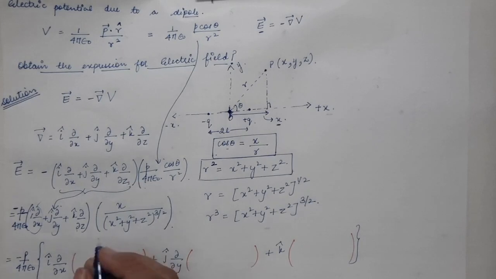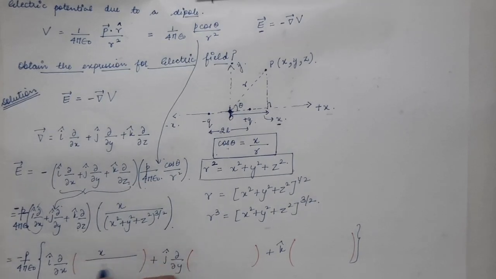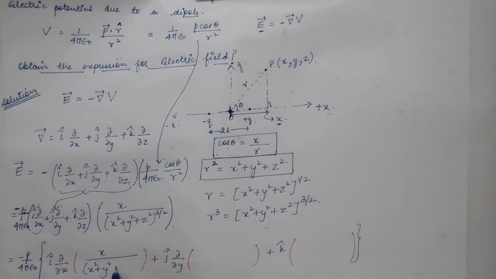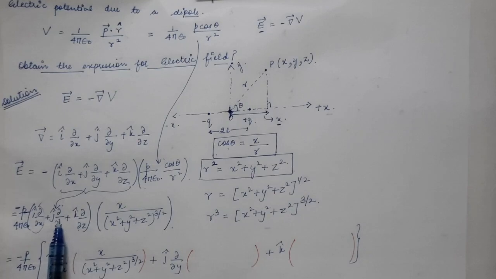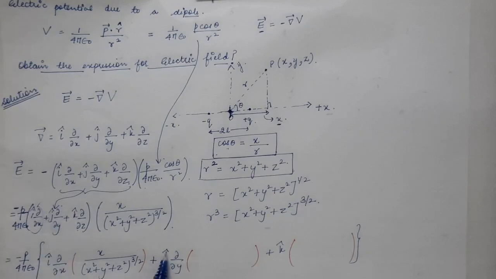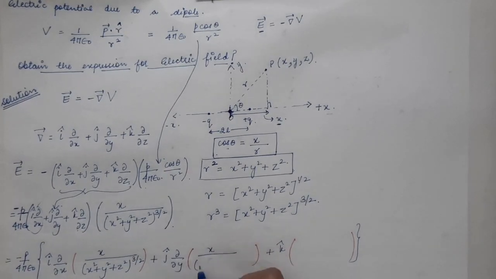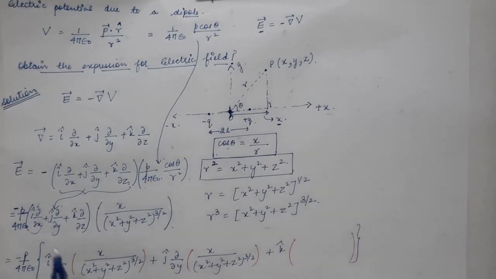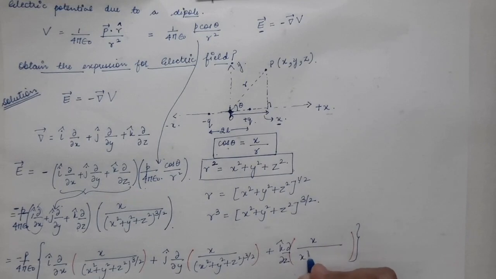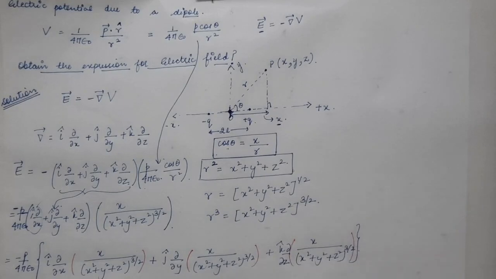It will operate on this scalar function which is x divided by x square plus y square plus z square power 3 by 2. Then we will operate this second operator, that is plus j cap del by del y, it will operate on the same scalar function which is x divided by x square plus y square plus z square power 3 by 2. And then we will operate this last operator, that is k cap del by del z, it will operate on x divided by x square plus y square plus z square power 3 by 2.